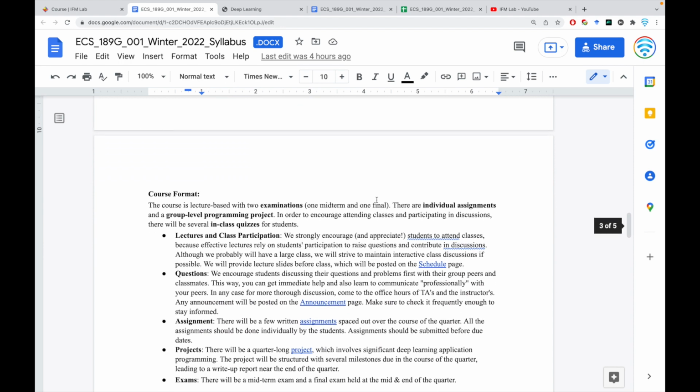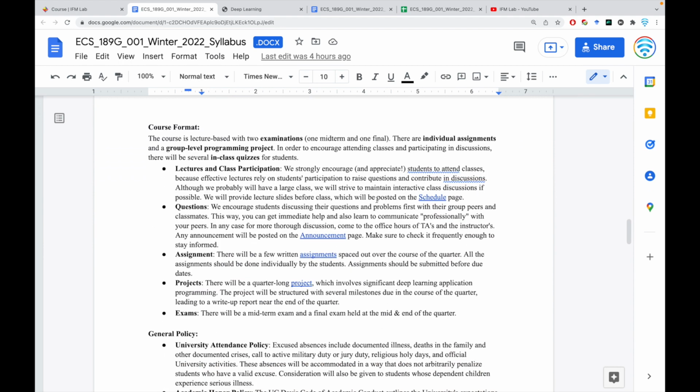Okay, so next is about course format. This course is a lecture-based course with 2 examinations, and we will have some individual assignments for this course as well as one group level programming project. And in order to encourage the students to attend classes and participate in the discussions, there may also be some in-class quizzes for the students. It really depends on the progress of the course as well as the attendance of the students, and we may have some quizzes occasionally.